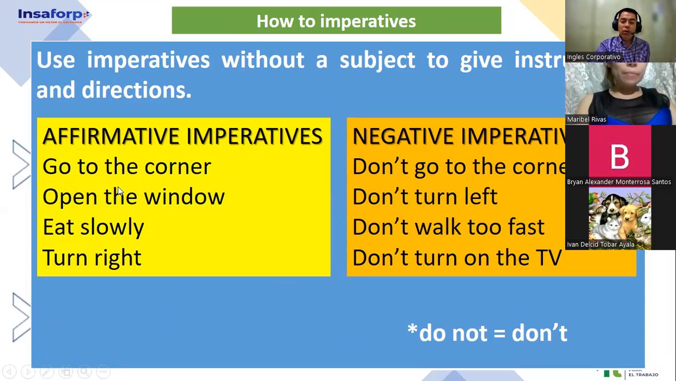Ok. Go to the corner. Open the window. Eat slowly. Turn right. Negative. Don't go to the corner. Don't turn left. Don't walk too fast. No camines tan rápido, right? Don't turn on the TV. Etcétera, etcétera, right? Affirmative and negative, right? Good. Esto ya lo habíamos visto.